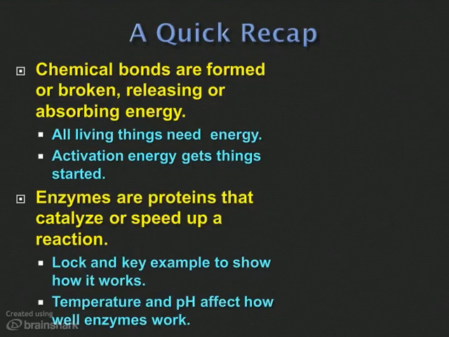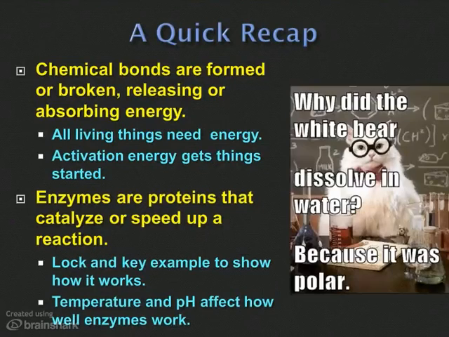Our second main idea is about enzymes. Enzymes are proteins that catalyze or speed up a reaction. Think of a lock and key to kind of remember how enzymes and their substrates work. Okay, they're very specific. Certain keys only open certain locks. And two things that definitely affect how the enzyme works are the temperature and the pH in the body.